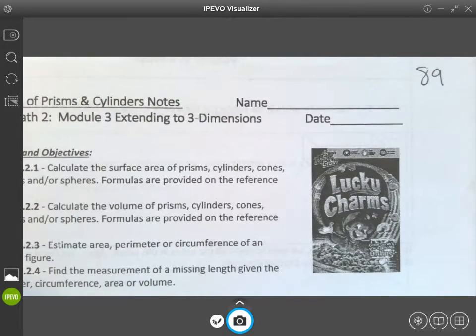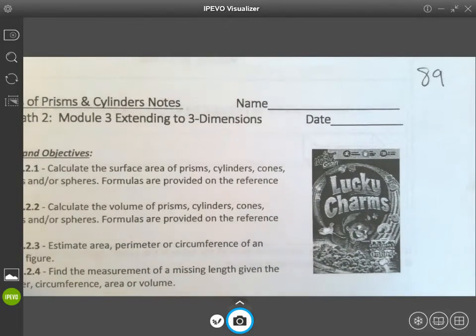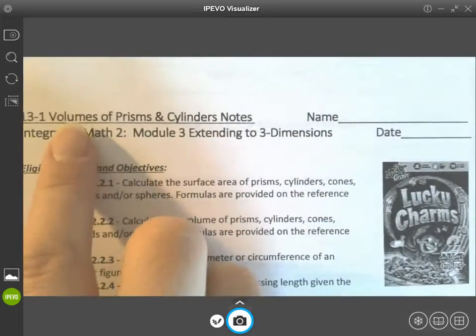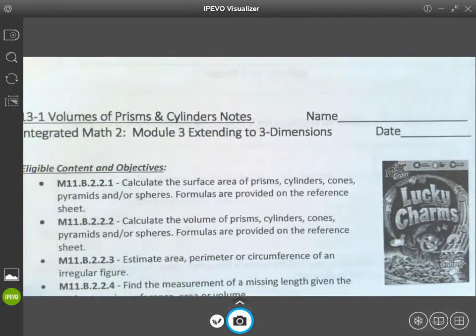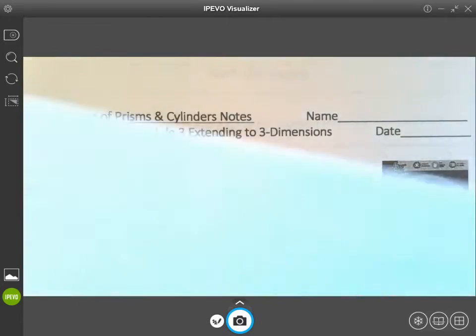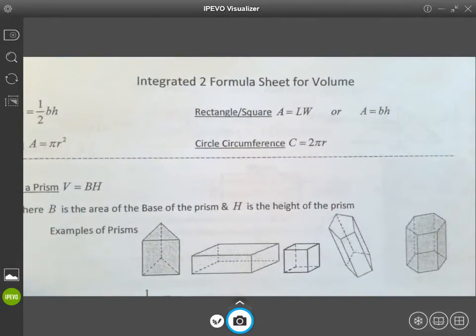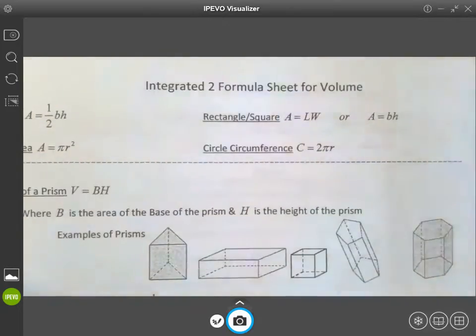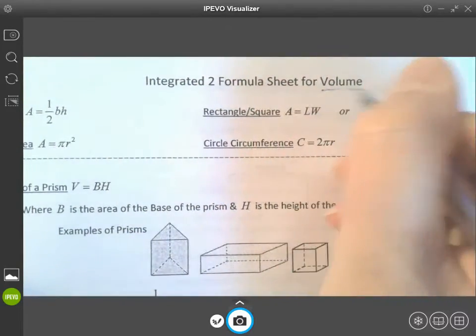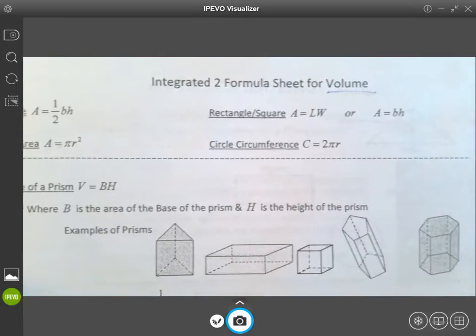All right, I'm drowning. All right, so we're looking at 89, and we're changing to volume. So if you would get your formula sheet out and flip it to the back, we see that we have the formula sheet for volume. You guys are something else today.